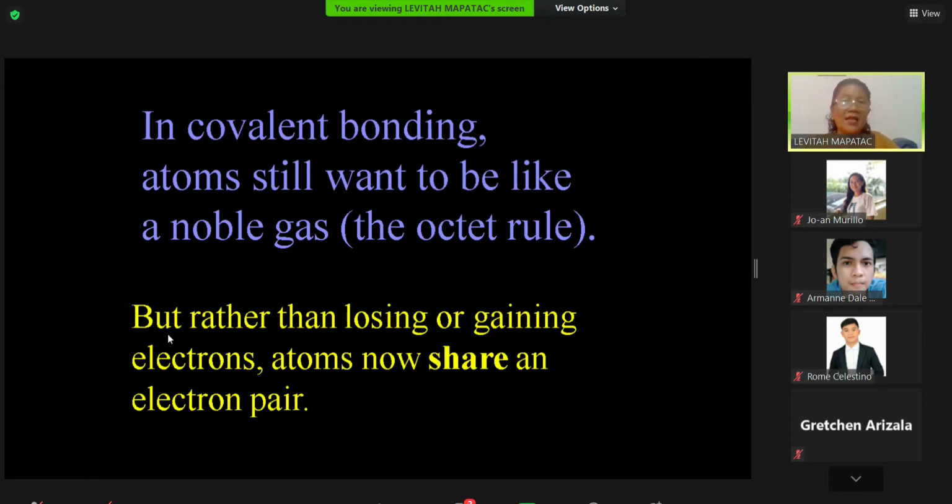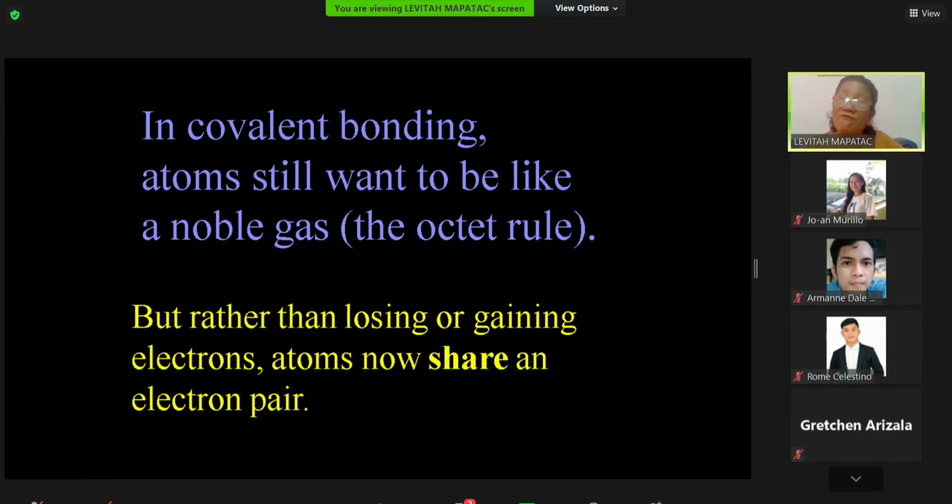Okay, in covalent bonding atoms still want to be like a noble gas, the octet rule. But rather than losing or gaining electrons, atoms now share an electron pair. As we said earlier, an ionic bond is a metal plus a non-metal. What is an ionic bond? It is a transfer of electrons.